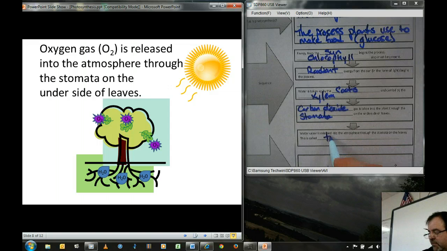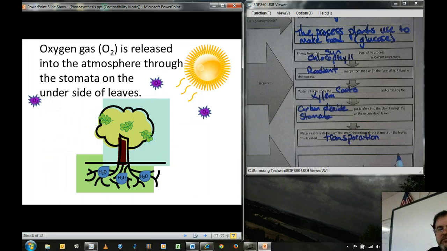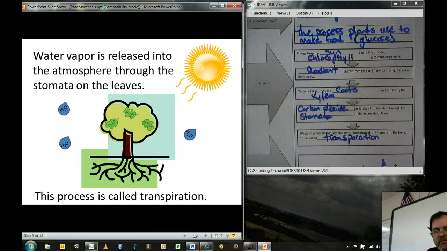This is called transpiration. It's not really sweat, but you can kind of think of it that way. Oxygen leaves through the stomata, and water vapor also leaves through the stomata through transpiration. It's not liquid, it's a vapor. But that's how plants also release some water.